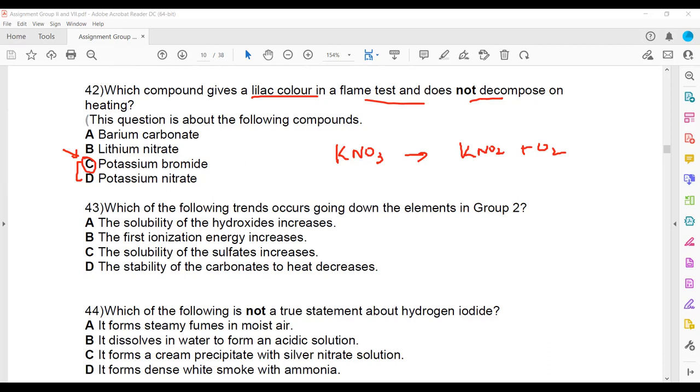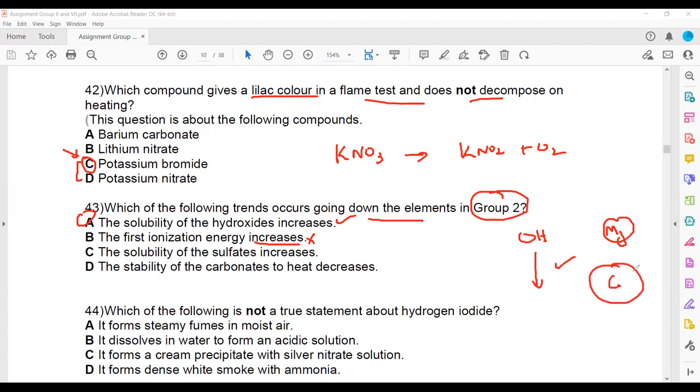Then 43, which of the following trends occur as we go down in group 2? So when we are going down the group 2, what is the trend? The solubility of hydroxide increases, as I mentioned, it becomes more soluble. That's true. The first ionization energy increases, that's wrong. It should decrease because the size of the atom increases, so it will become easy to remove electron.